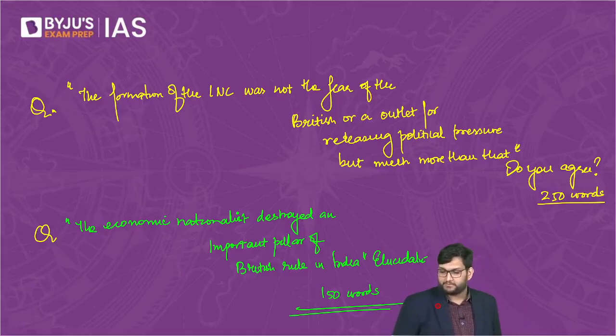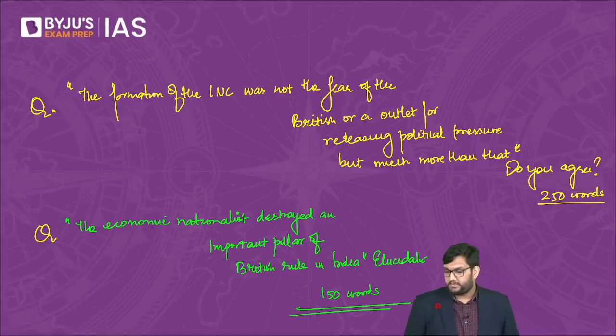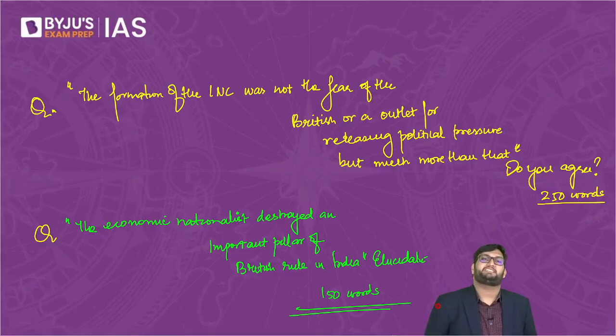Is there any connection between consequences of 1857 and formation of INC? Technically, no. In a way, no. The pillar of justification of colonizing, yes. Second question, you have to talk about the main pillar was the civilizational mission, developing India. Economic nationalists destroyed it. Right? Okay.